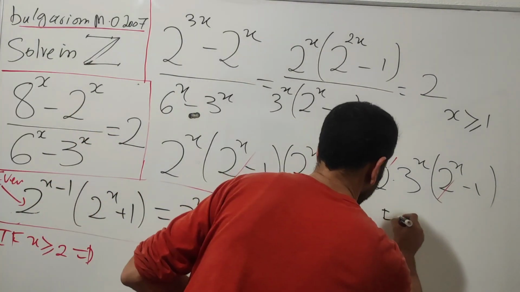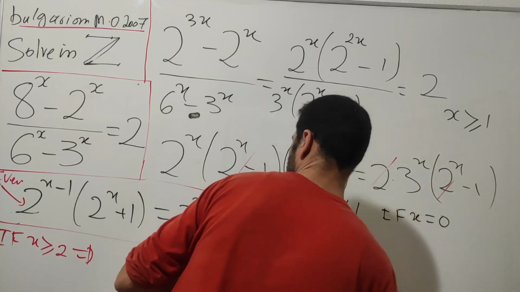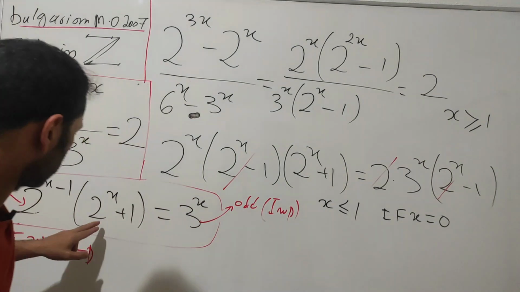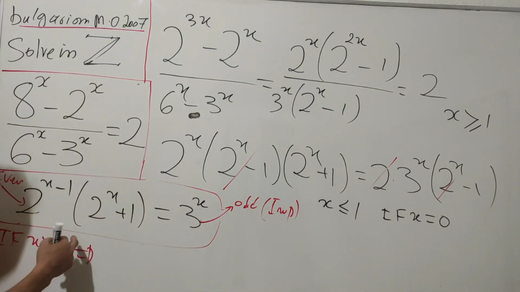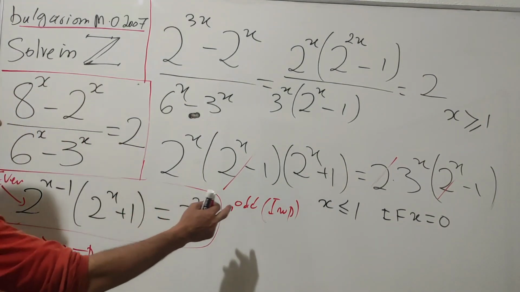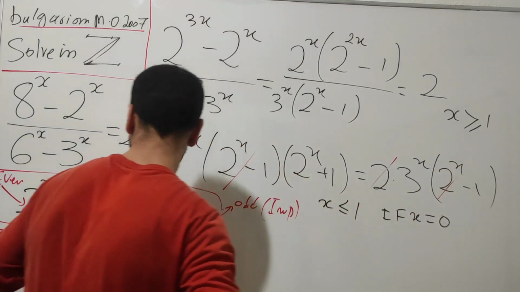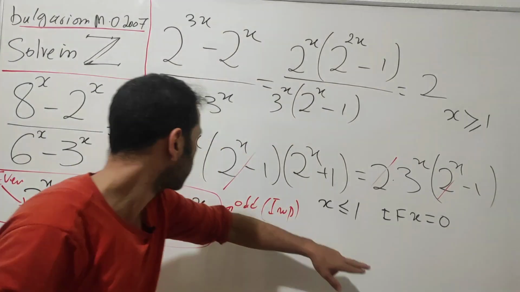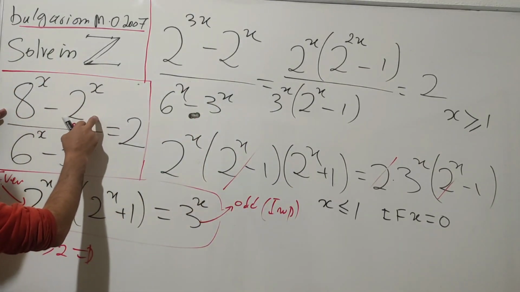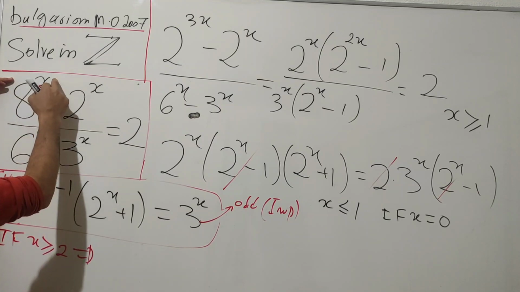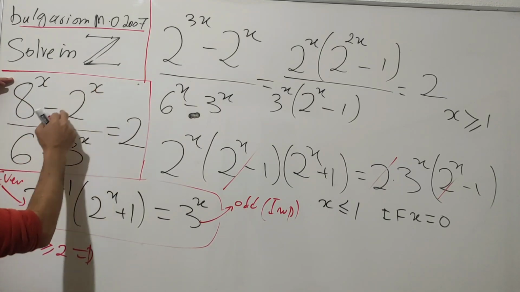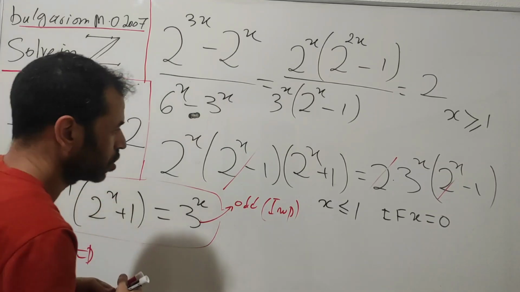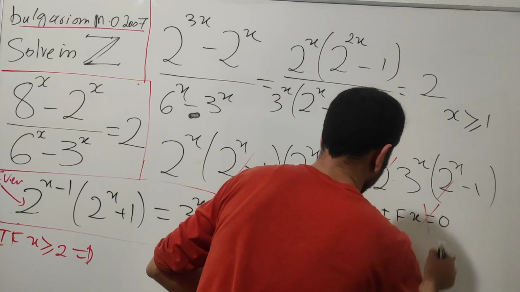So if x equals 0, we are not going to replace x equals 0 here, because this equation was built on the condition that x is greater than or equal to 1. We cannot replace x equals 0 here. We are going to take this value of x and insert it back into the original equation. I get 8 to the 0, which is 1. I get 2 to the 0, which is 1. So I get 1 minus 1 is 0, over 0, which is impossible. So we have no solution for this one.